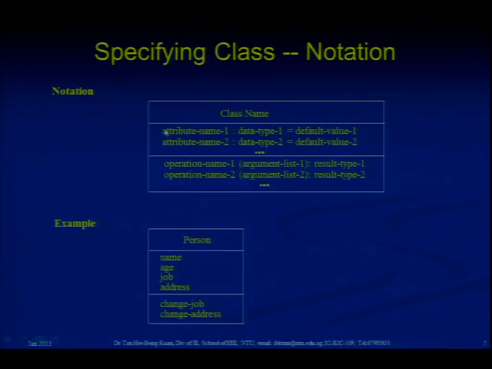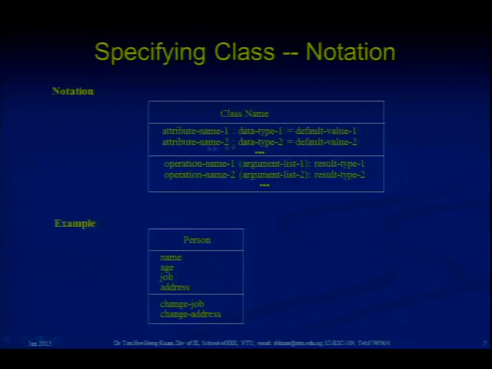We list them down one after another sequentially. This is the first attribute, this is the second attribute, and you can specify the data type, whether it's integer or string, etc., and equal to a default value. That means if no value is entered, whether you want to set it to a specific value or not, if you want, then you will define a default value here.